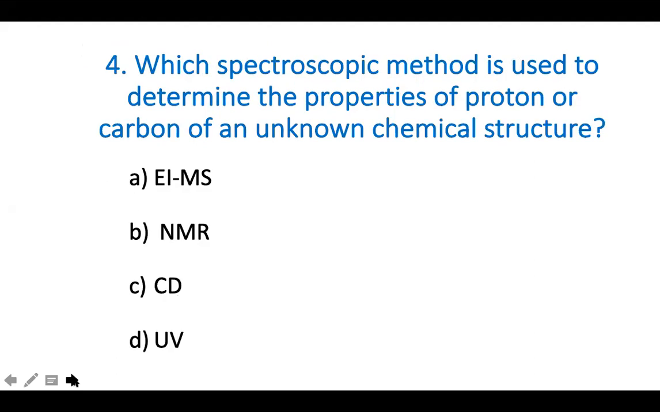Question number four, which spectroscopic method is used to determine the properties of proton or carbon of an unknown chemical structure? A, EIMS, B, NMR, C, CD, D, UV. Again, which spectroscopic method is used to determine the properties of proton or carbon of an unknown chemical structure? A, EIMS, B, NMR, C, CD, D, UV.